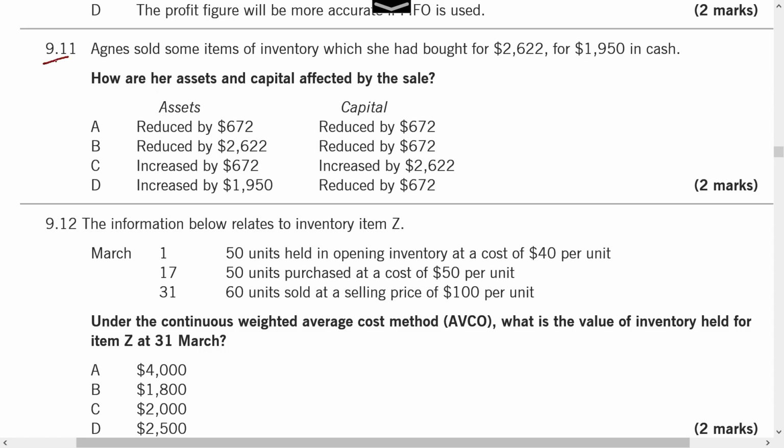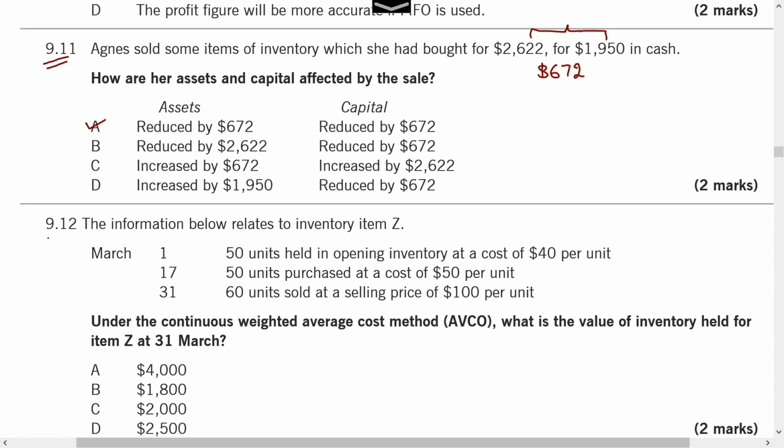Now next we have question number 11. A sold some items of inventory which she had bought for 2622 for 1950 in cash. So basically she is selling these inventories at less amount. In other words, we can say that she is making a loss, and the difference between both of them is $672. So her profits will be reduced by this amount, her assets will be reduced by this amount, and also her capital will be reduced by this amount. So the correct option is option A.